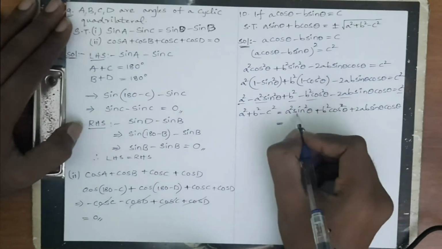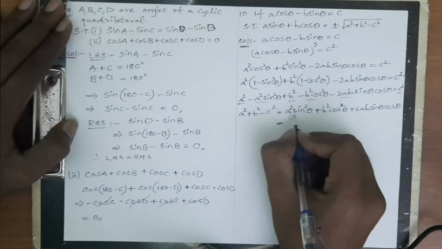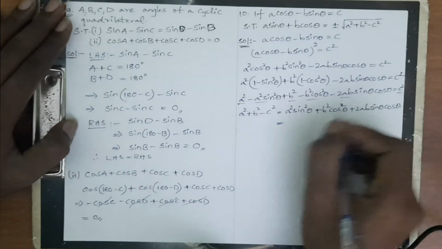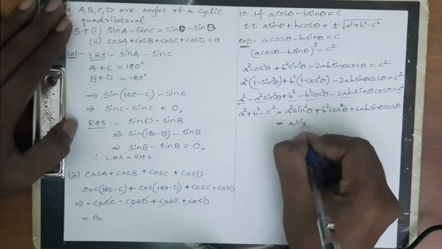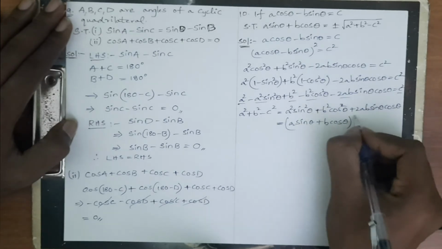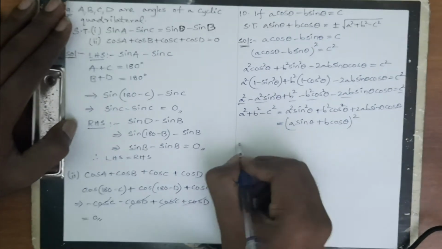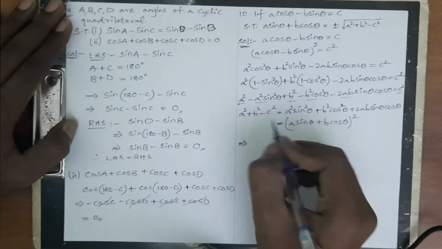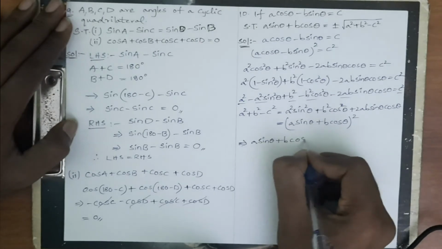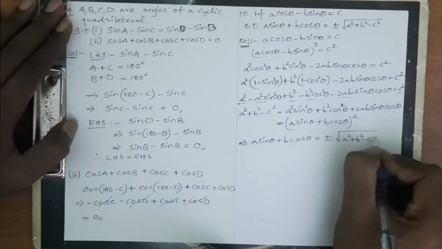So if you observe this right hand side, it is of the form A sine theta whole square plus B cos theta whole square plus 2AB sine theta cos theta, which means we can write this as A sine theta plus B cos theta whole square. Like A square plus B square plus 2AB means A plus B whole square. So that implies, let's bring this square here, it becomes A sine theta plus B cos theta equals plus or minus root over A square plus B square minus C square.